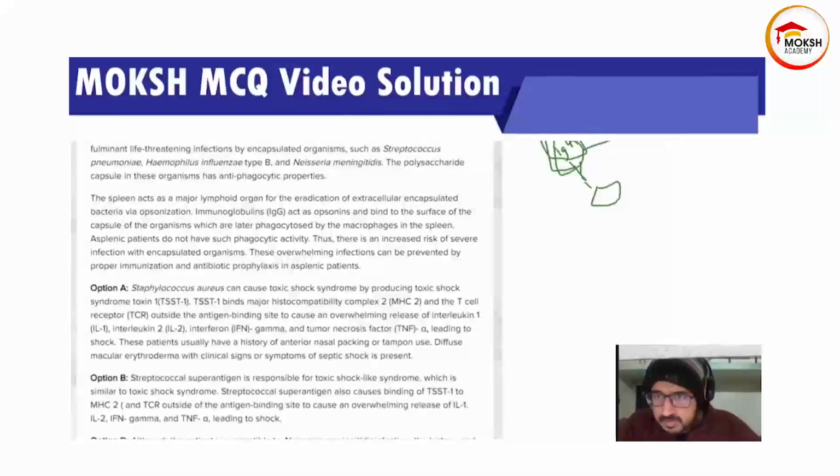Once it binds to it, this process is known as opsonization. Then it goes to the spleen, where it is eaten up by the macrophages. This is how the IgGs bind to the capsule, and then it goes to the spleen, where it is phagocytized. So when there is no spleen, how will the bacteria be destroyed?